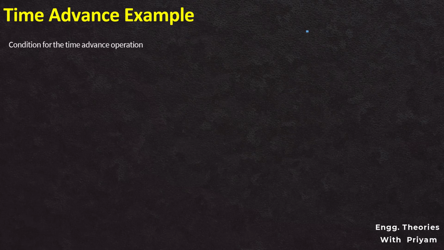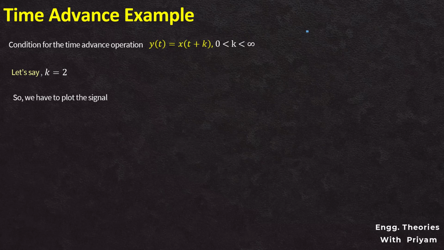We know that the condition for the time advance operation of the signal x(t) is y(t) is equal to x of t plus k, where k lies between 0 and infinity. Let's say k is equal to 2. Now we have to plot the signal y(t) is equal to x of t plus 2. At first, we will take the signal x(t) and we will make the table for observing the different values of the signal x(t) at different time instants.